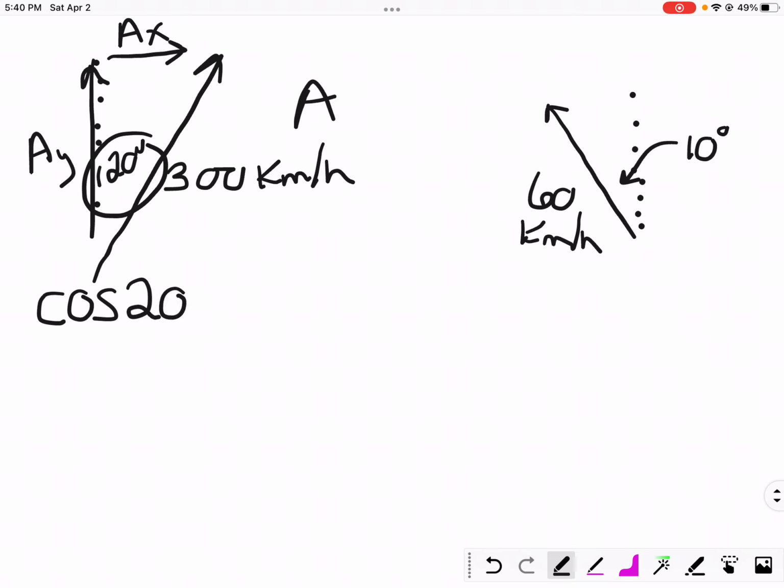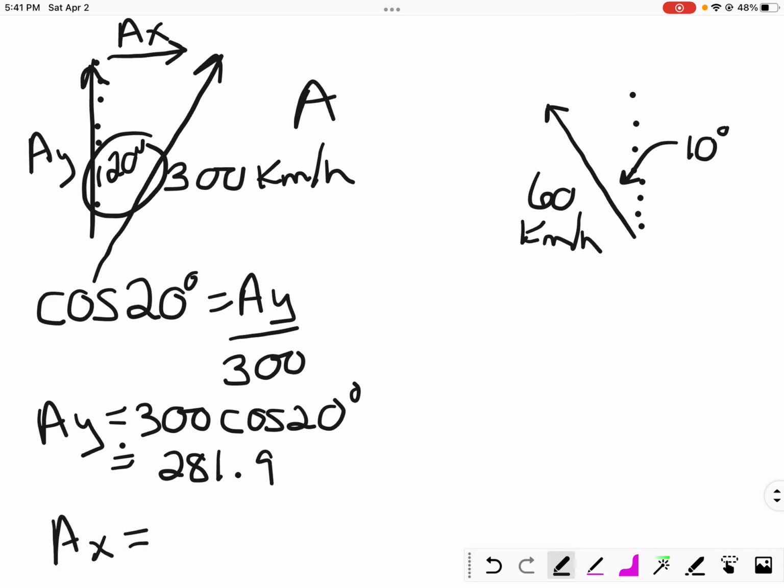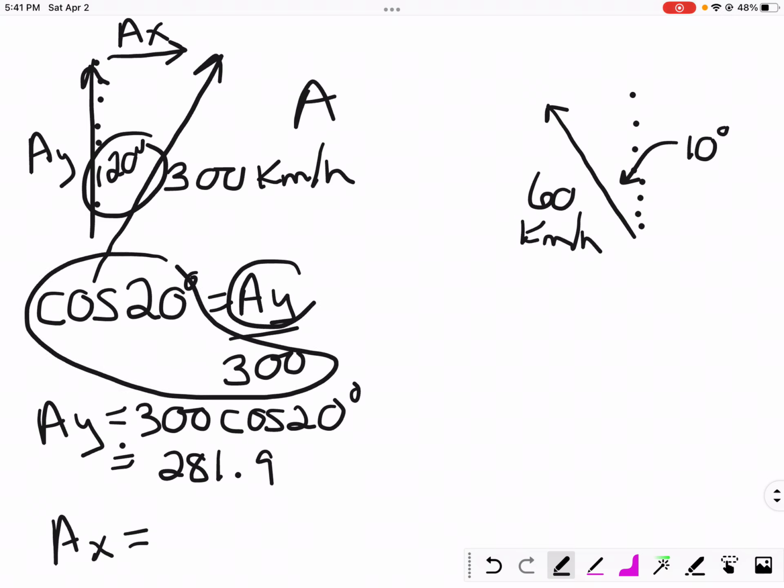To find the y component, given this angle, AY here is the adjacent side. I'm going to write down the cosine of 20 degrees is adjacent over the hypotenuse. Multiplying both sides by 300, we're going to get 300 times the cosine of 20 degrees, which is 281.9. We're going to do a shortcut here. You will notice that this is the product of those two.